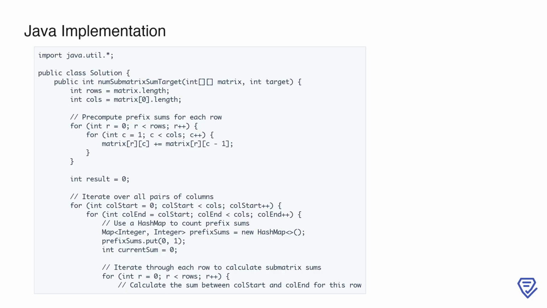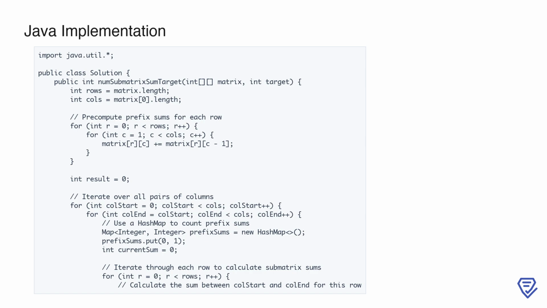The next step involves iterating over all possible pairs of columns, which are defined by the variables colStart and colEnd. For each pair, we use a hash map to store prefix sums encountered so far. This helps us quickly check if a submatrix with the required sum exists. We initialize the hash map with a base case, where the prefix sum of 0 has a count of 1.